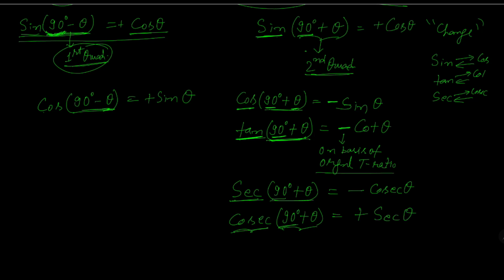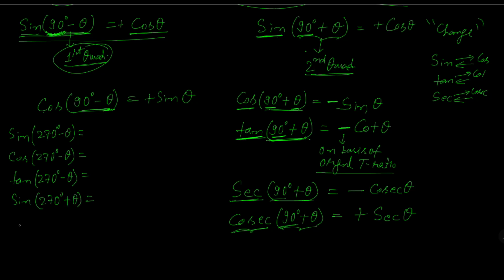Now on the basis of this, can you identify sine 270 degree minus theta, cos 270 degree minus theta, tan 270 degree minus theta, okay, sine 270 degree plus theta. So I'm writing the questions here. You pause the video and try to simplify on your own, right? And come back to check the answer. Fine. Now write the answers.